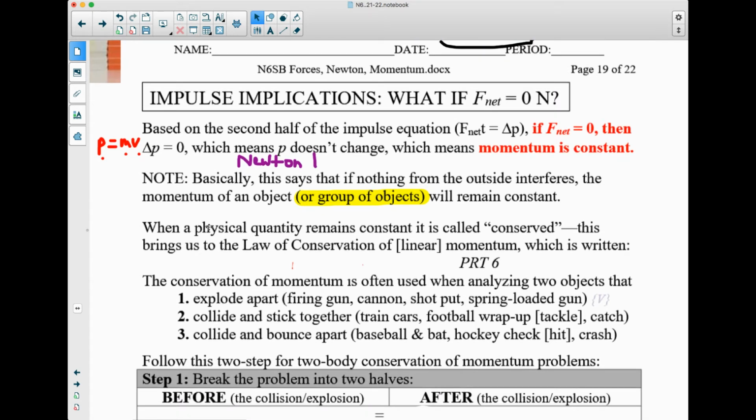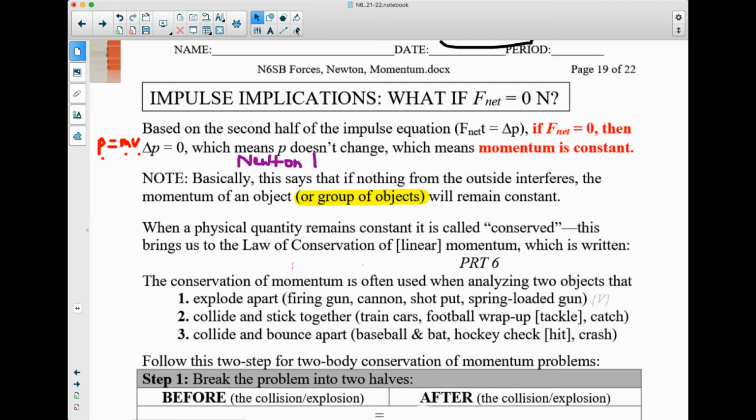All right, here's just some terminology for you. When a physical quantity, like momentum, velocity, whatever it is, when it remains constant, it is called conserved. Now, you've probably heard this. Conservation of energy, I'm sure you've heard of. Conservation of momentum, which is what we're introducing here, you may have heard of also. But whatever it is we're talking about, in this case, it's going to be momentum, it is conserved. That means its total amount remains the same. It is constant.